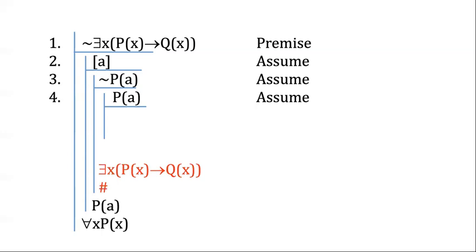And of course, you've got to keep going. How am I going to get this thing? You know it's by existential intro. So I have to have some previous line that has P of A arrow Q of A, and I get this by existential intro. So that tells me I need this on this line.